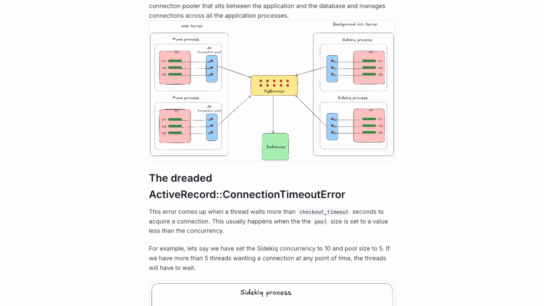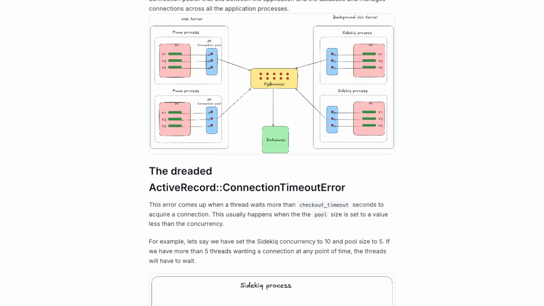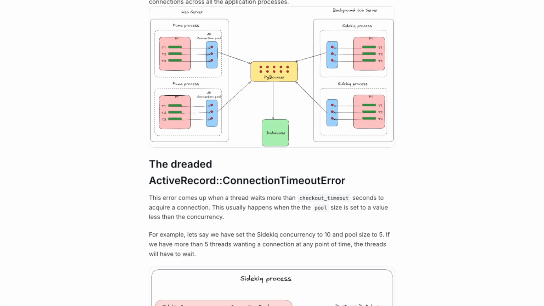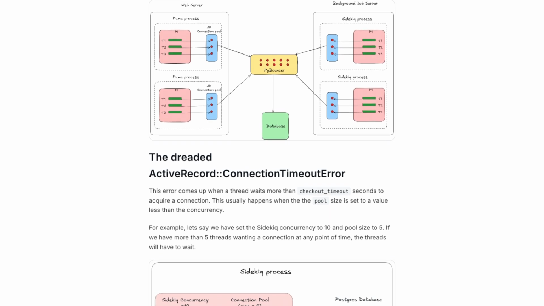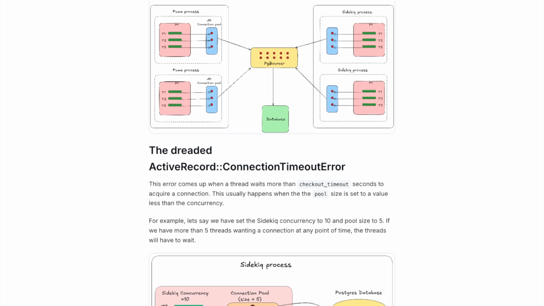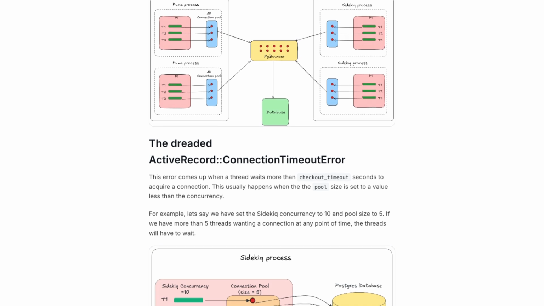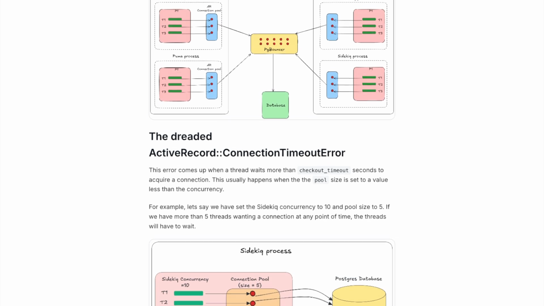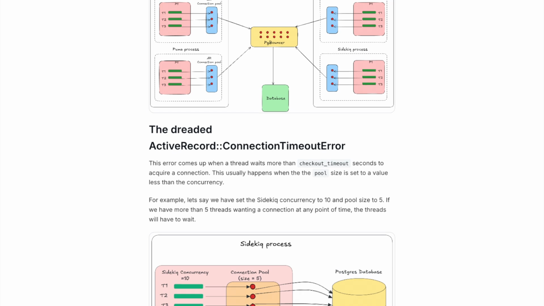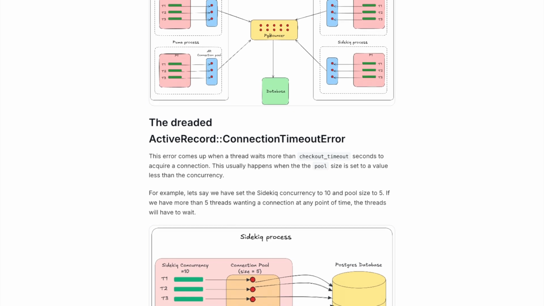This error is raised when a thread tries to check out a database connection from the pool, but is forced to wait longer than the configured checkout timeout period. And why is it waiting? It's waiting because all the connections in that process's pool are currently checked out and in use by other threads. There are none available. Okay.